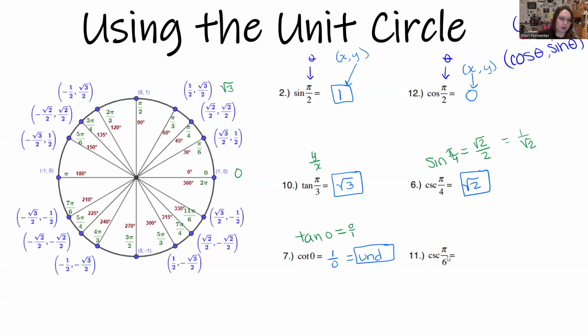Cosecant, again, who goes with cosecant? Sine. So I'm going to look for sine of pi over 6. I always remember that pi over 6 is in the same place as 30 degrees. So right here, pi over 6 and 30 degrees. What is the sine of pi over 6? 1 over 2. And so if I'm looking for cosecant, what do I do with that? So what is cosecant of pi over 6? 2.